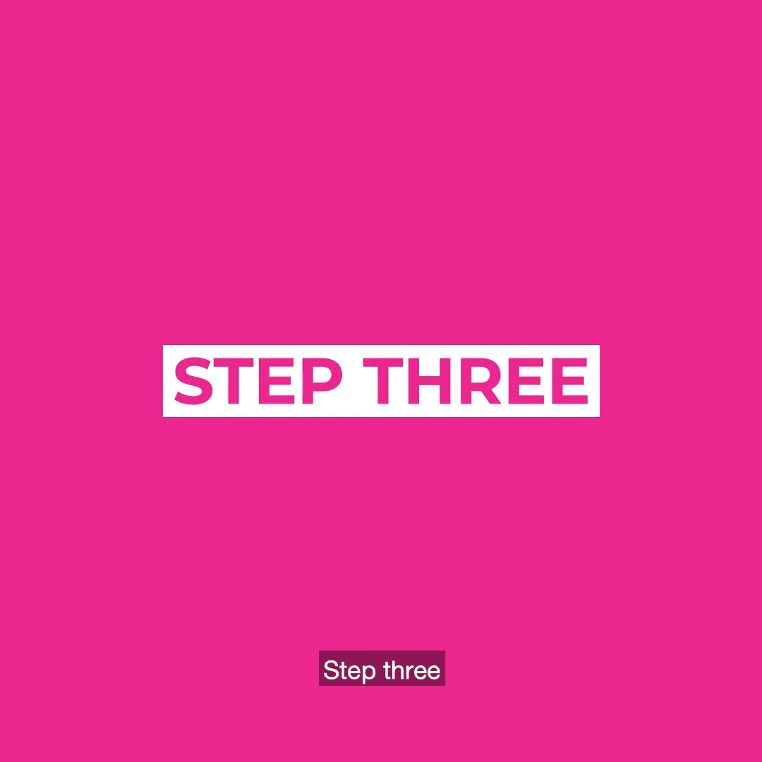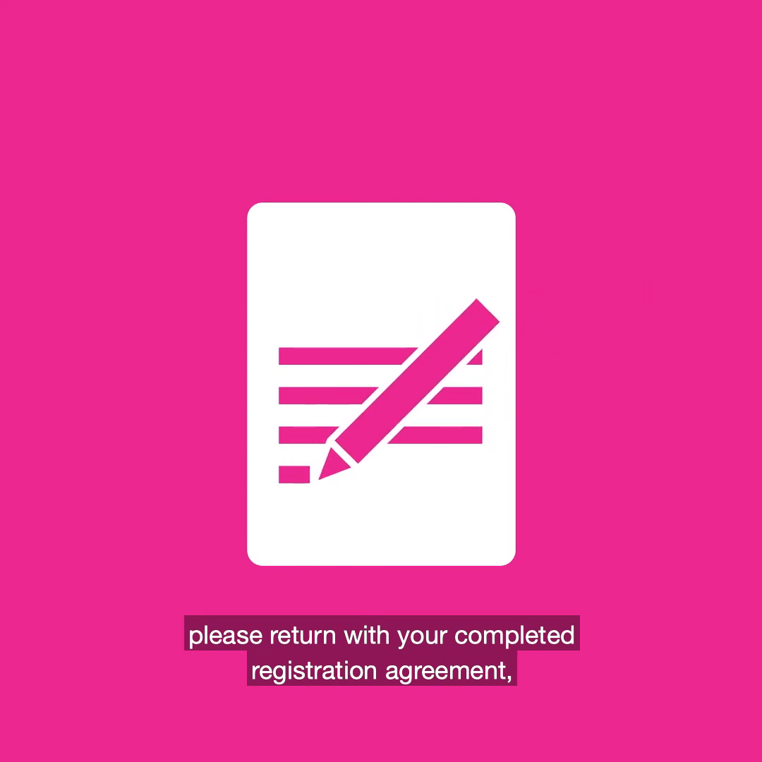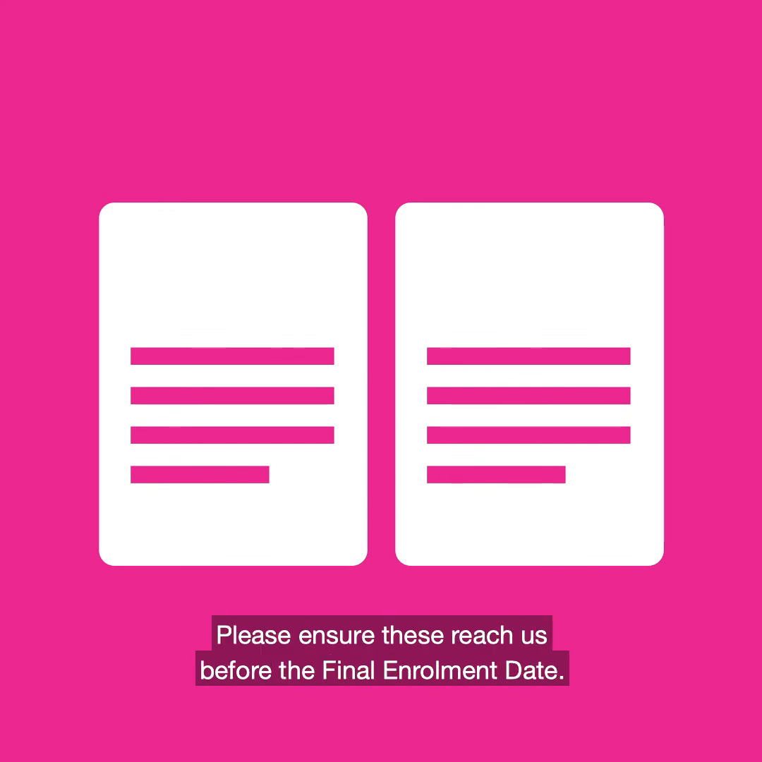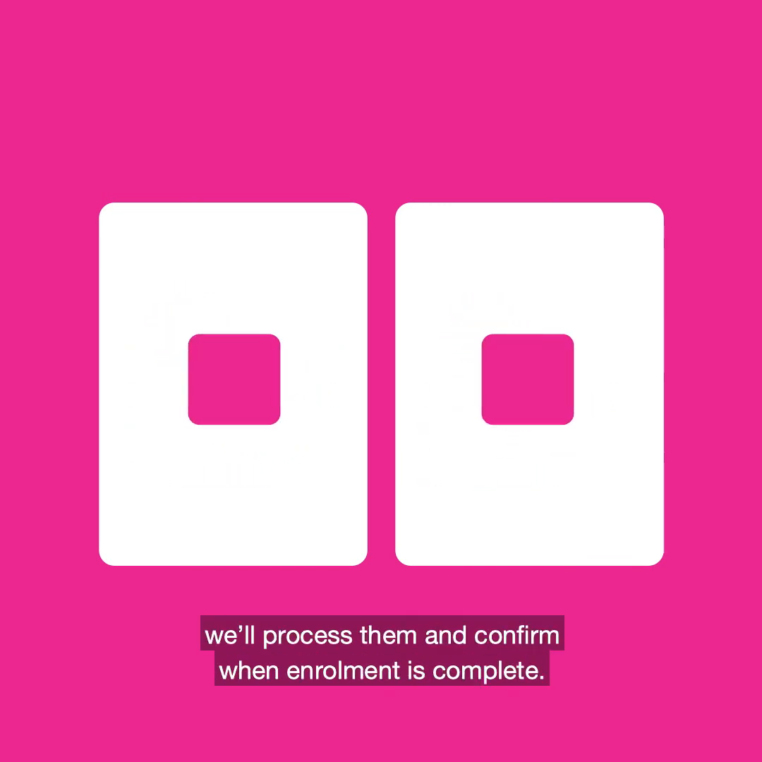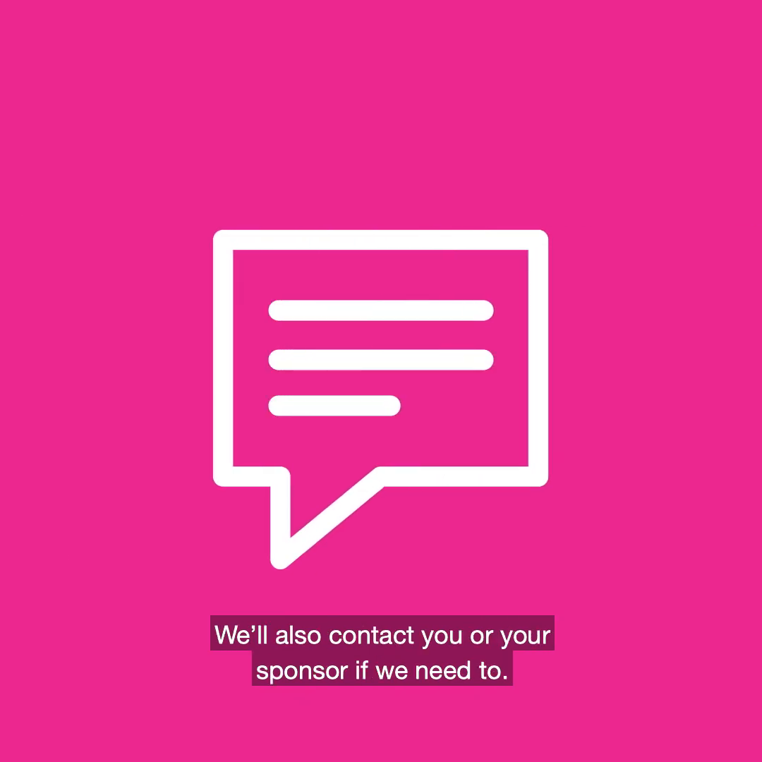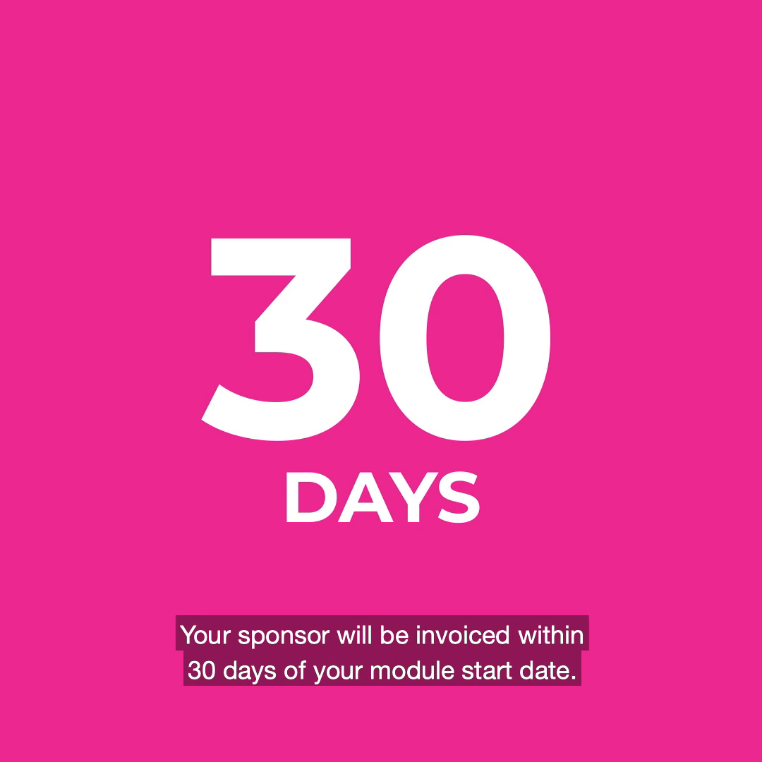Step 3. When the form is completed, please return with your completed registration agreement, as we need both to complete your enrolment. All return details are on the forms. Please ensure these reach us before the final enrolment date. Once we receive your forms, we'll process them and confirm when enrolment is complete. We'll also contact you or your sponsor if we need to. Your sponsor will be invoiced within 30 days of your module start date.